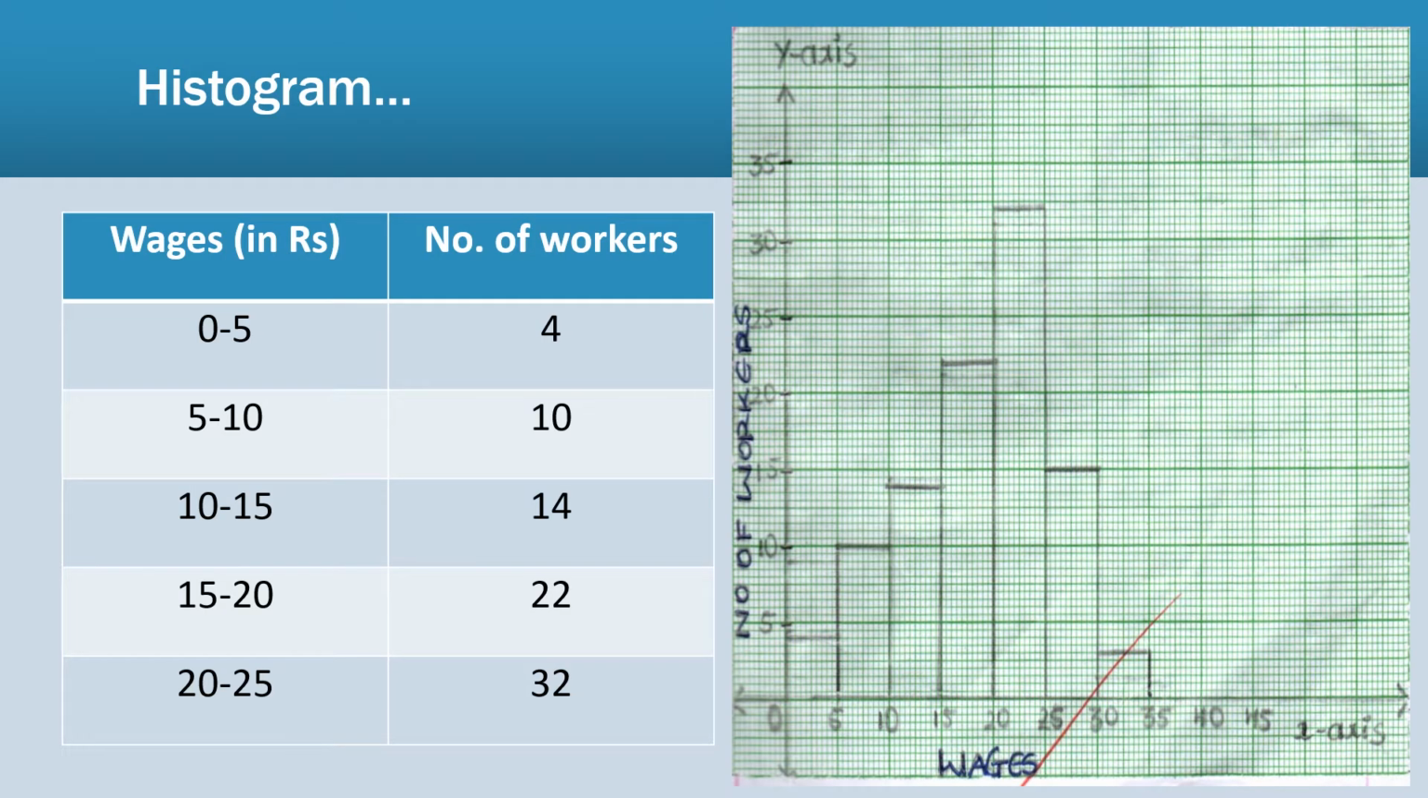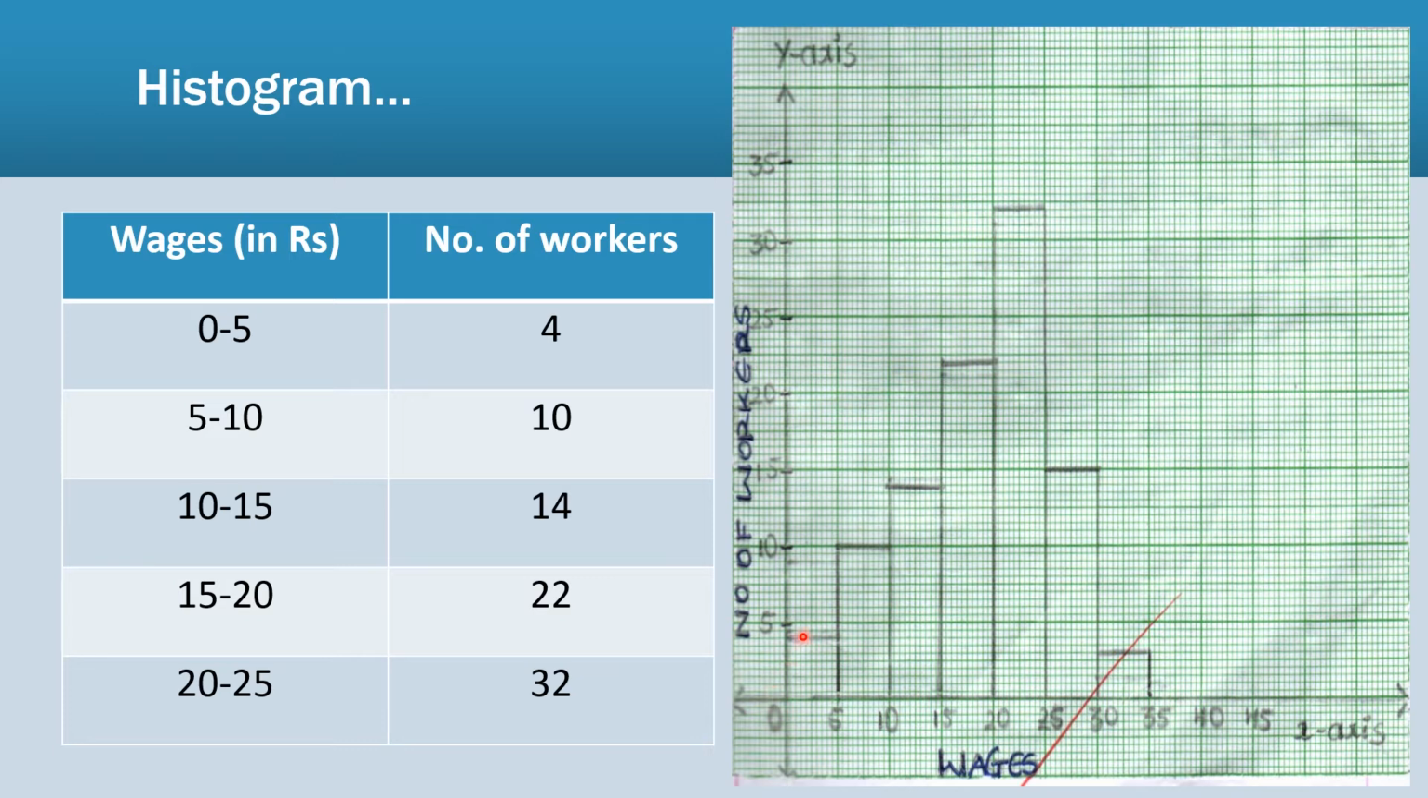And now, moving on to the drawing of the histogram. Well, you can see we need class intervals to draw the histogram. You have wages in rupees given in the first column. In the second column, you have the number of workers. And so what we have to do is indicate the wages on the x-axis. So you have here 0 to 5, 5 to 10, 10 to 15, 15 to 20, 20 to 25, 25 to 30, and so on. And the number of workers is shown on the y-axis.